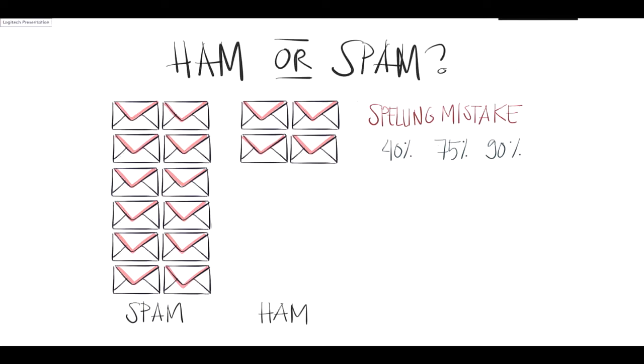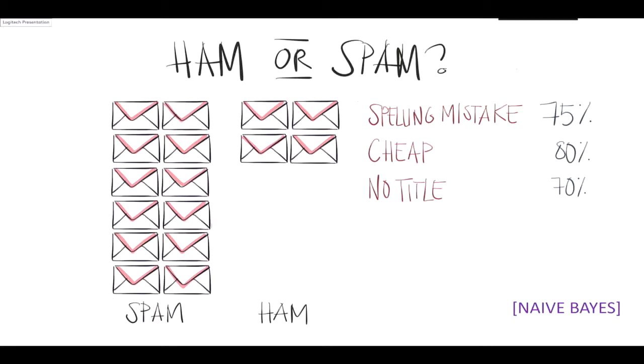Putting you on the spot for math. Is it 40, 75, or 90? 75, actually. Sorry, I didn't mean to put you on the spot for math early. So, if it's got a spelling mistake, then it's got a 75% chance that it's spam.